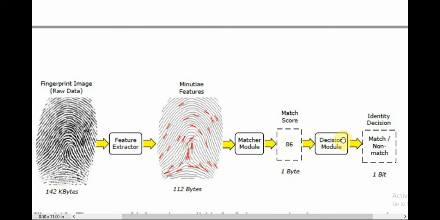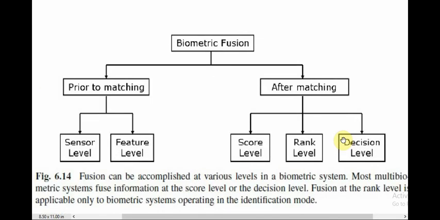Generally, biometric fusion can be classified into 2 categories: fusion prior to matching and fusion after matching. In this figure, you can see the various levels of fusion possible in a multi-biometric system. We can have fusion at the sensor level or feature level. Both of them are before the matching module, and after the matching module we can perform score level fusion, rank level fusion, or decision level fusion.